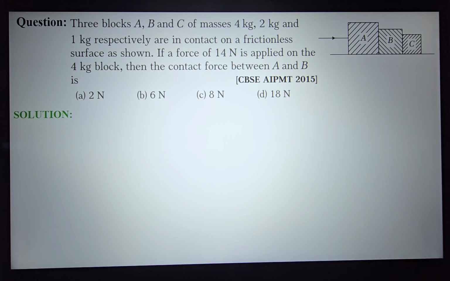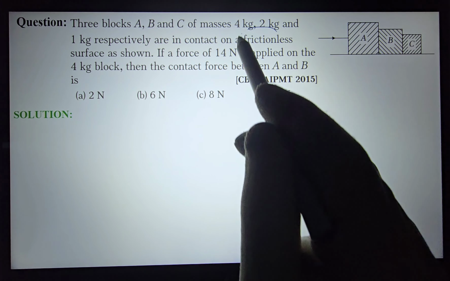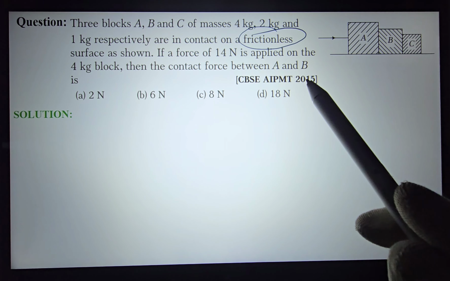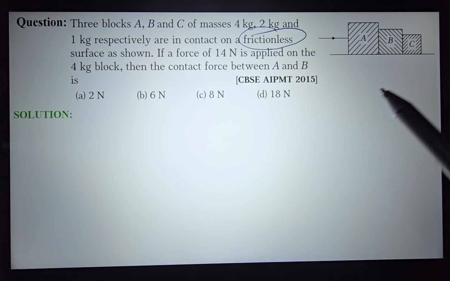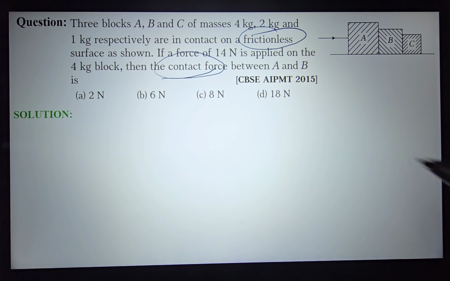Three blocks A, B and C of masses 4 kg, 2 kg and 1 kg respectively are in contact on a frictionless surface as shown. Mind you, if a force of 40 Newton is applied on the 4 kg block, then the contact force between A and B is? Now what is the force? Basically contact means we have to calculate the force. So how to solve this problem? See how to calculate this.